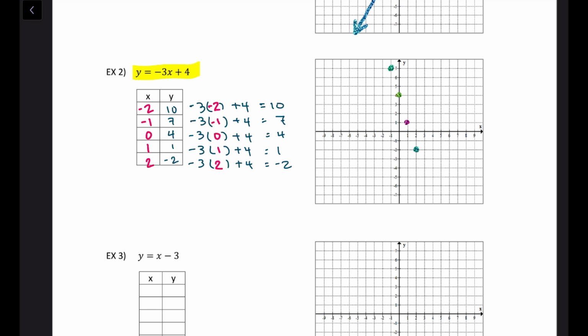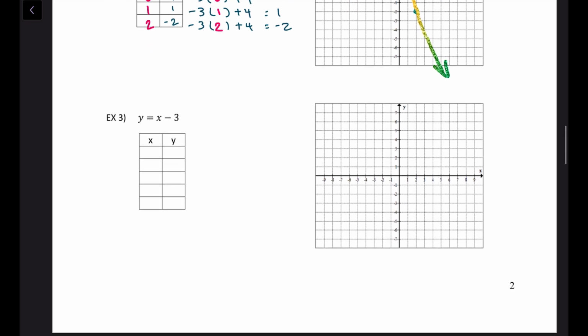So if you ever have a point that's not lining up with the others, then you did some math wrong. So that'll be your clue that you need to go back and recalculate, see where your math is wrong, because these will all make straight lines.